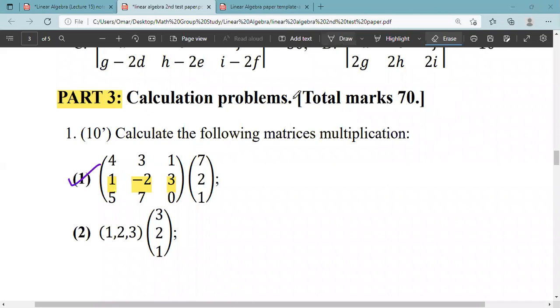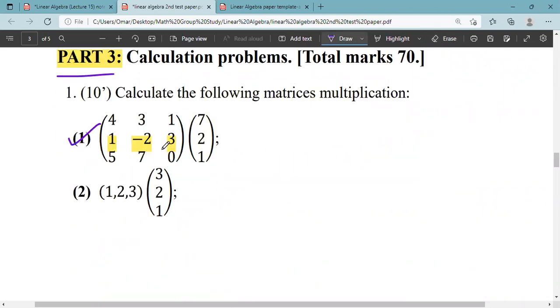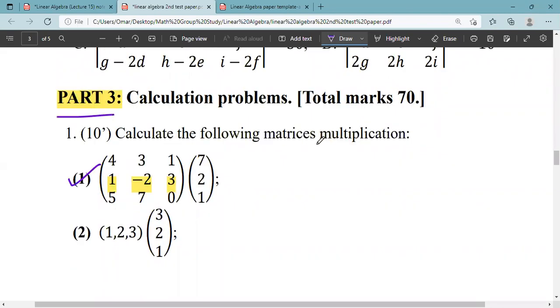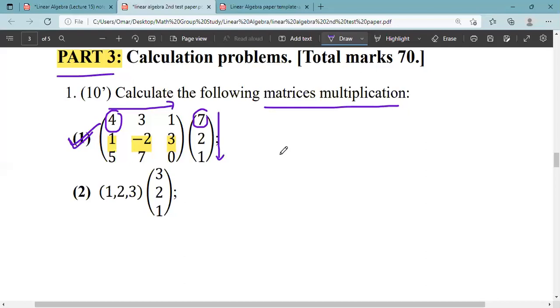So today we are going to learn part 3 of our second test paper. Here we are trying to find the matrix multiplication. That's why there are two matrices given. We have to go from left to right and then top to bottom. If we multiply this way, the first entry here is 4, and from top to bottom, the first entry here is 7. So 4 multiplied by 7 is 28.